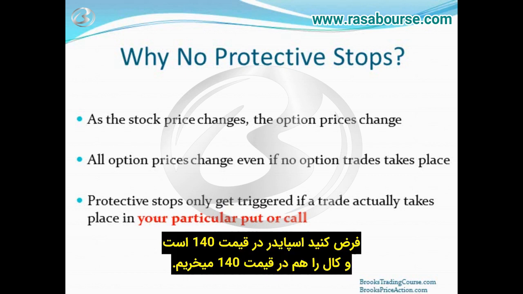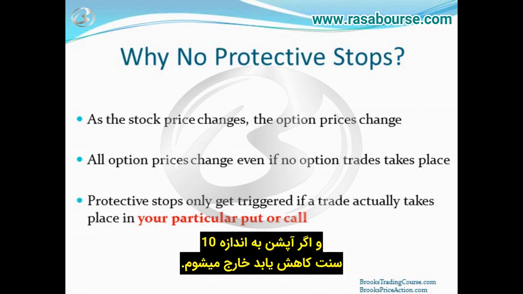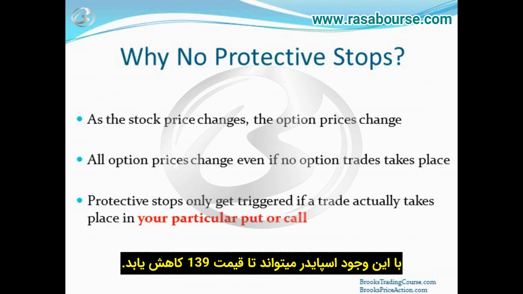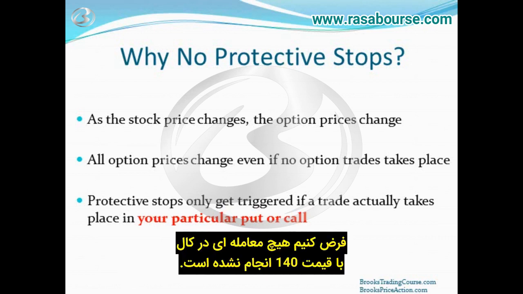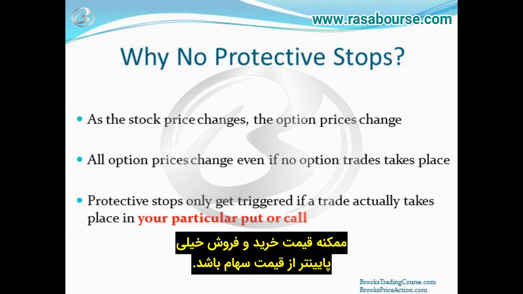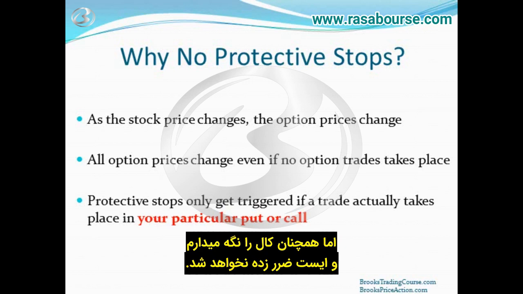Okay, so let's say I buy a 140 call when the spider's at 140, and I'm planning on getting out if the option falls 10 cents. I can place a stop order to get me out 10 cents below, right? However, the spider could fall to 139, and if no trades took place in my 140 call, let's say all the other calls were trading and no trades took place in my call, the bid and ask could be well below my stop price, but I'd still be holding my call.